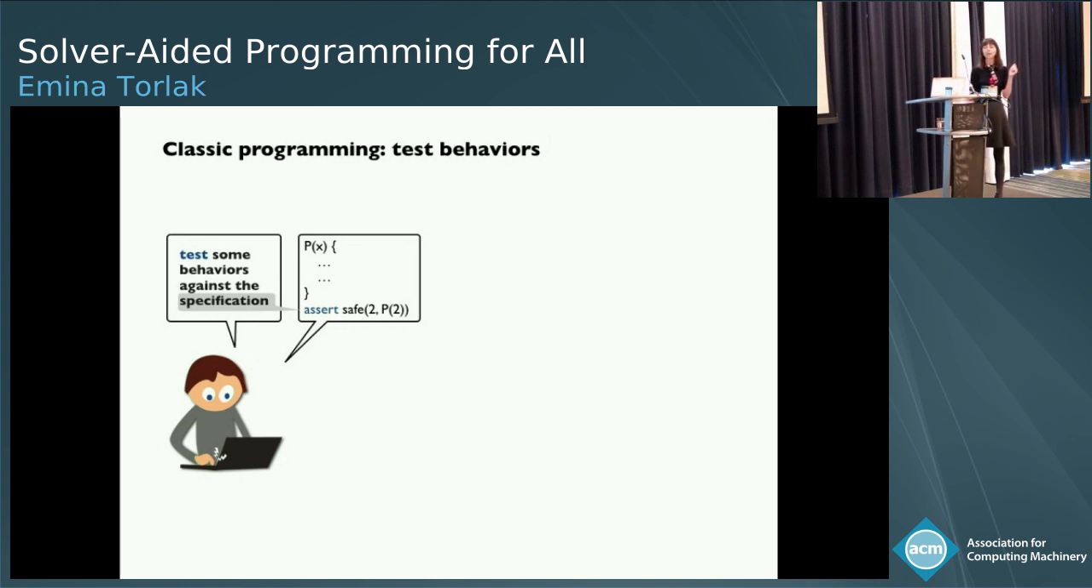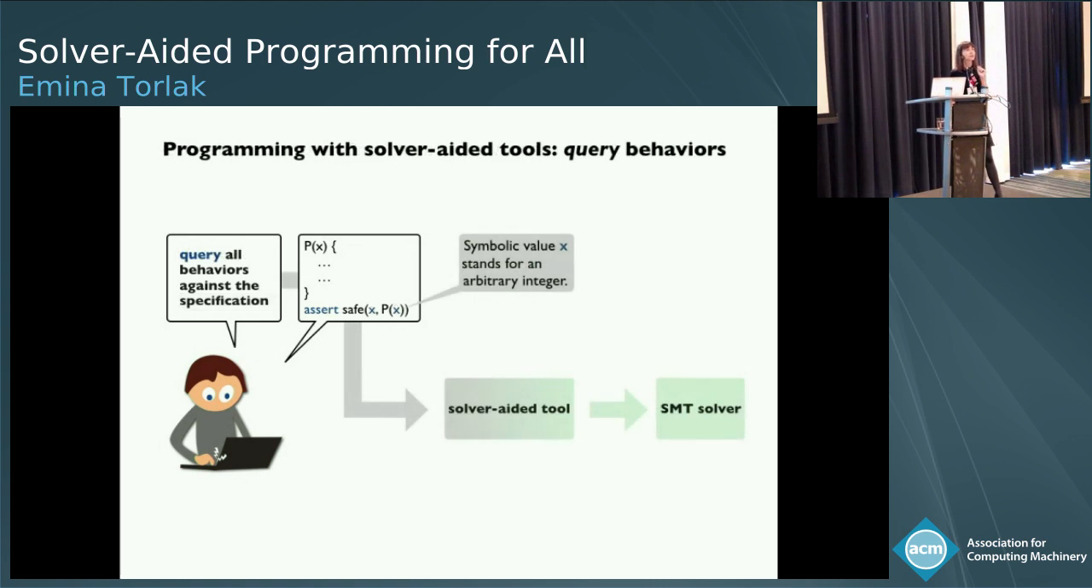Now, when you bring a solver into this loop, something interesting happens. Now you can ask the solver about the behavior of your program on all possible inputs, not just one. The way that you do that is by reformulating your question about the safety of P, in this case, as a question about some arbitrary integers. So in this programming world, we can now write X to stand for an arbitrary integer. We can assert that hopefully P is safe on X, and what the solver is going to do is actually check that this assertion holds on all integers.